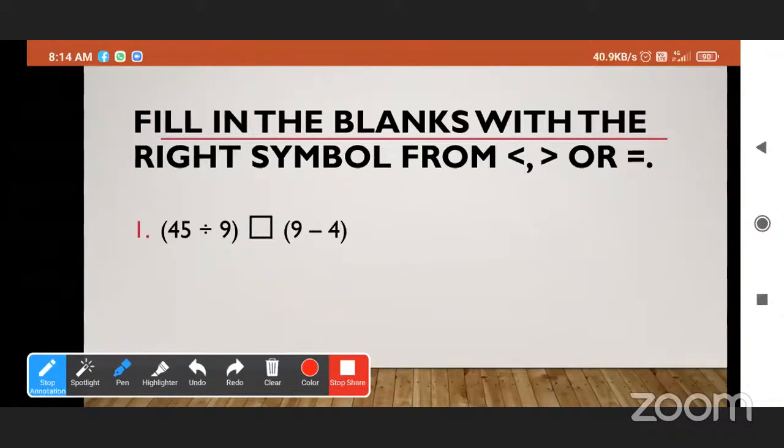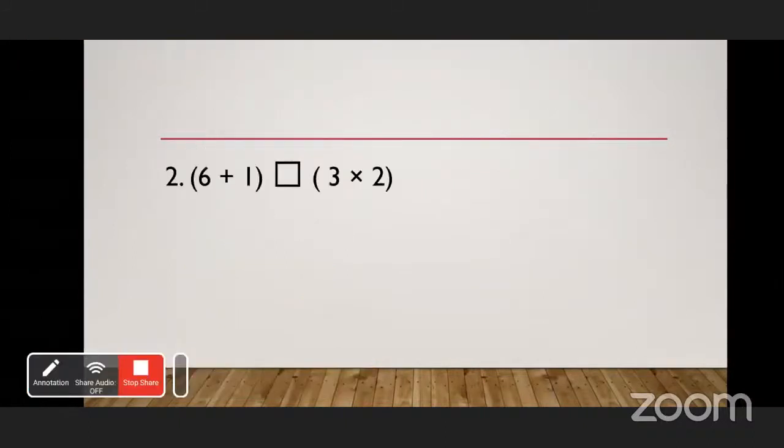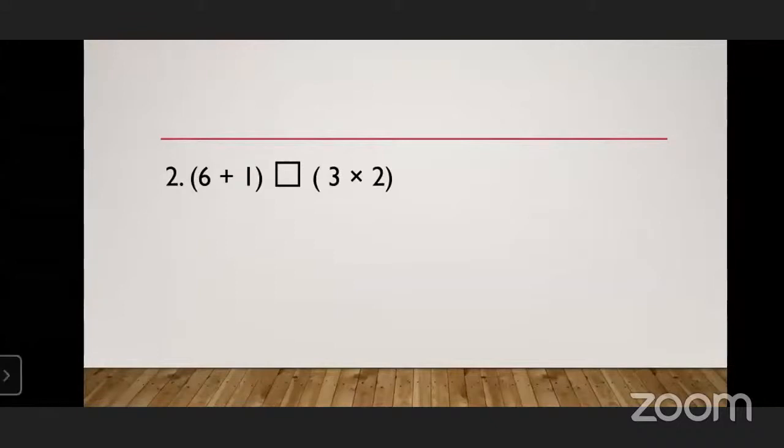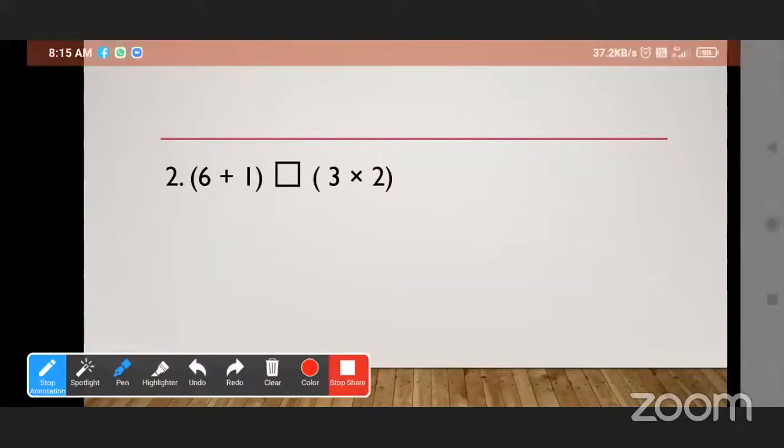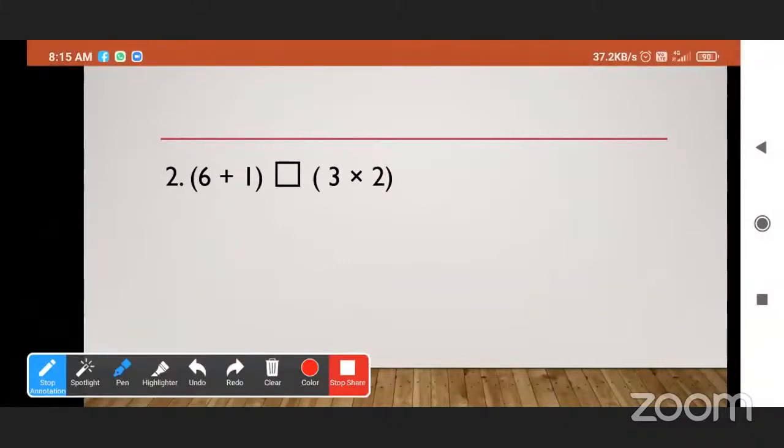Now, we will solve the next problem. Here, read this one. 6 plus 3 multiplied by 2? Now we will find the value of this expression. 6 plus 1 is? 7. Good. And 3 divided by 2 is? 6. So, 7 is greater than 6 or lesser than 6 or equal to 6? Greater. So, we will write?